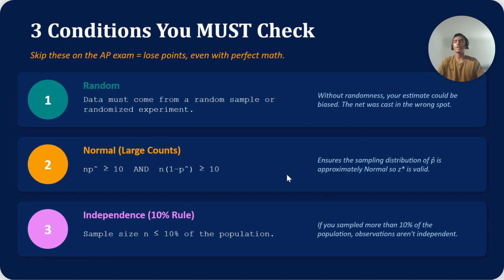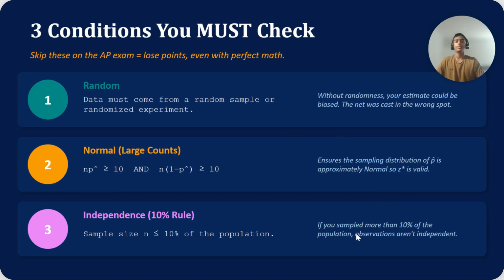Number 2, large counts or the normal condition. You need n times p-hat to be at least 10, and n times 1 minus p-hat to be at least 10. This ensures the sampling distribution of p-hat is approximately normal, so z star is valid. Now, it's very important you show the numbers and show work. Don't just write a check mark. Write n times p-hat equals 200 times 0.42, which equals 84, which is greater than or equal to 10. Show your work for every problem.